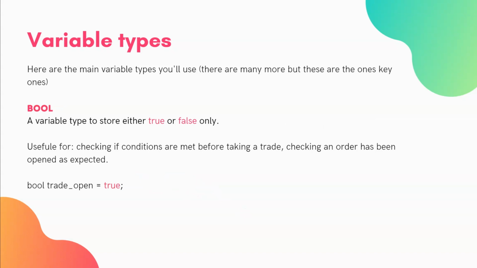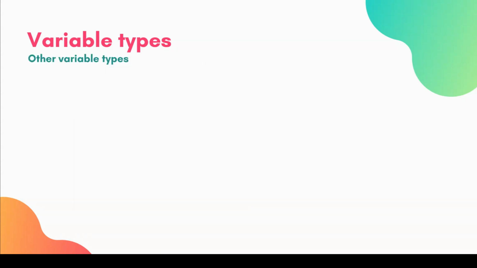With a bool, here we've set up a type bool, we've given it the name trade open, and we've set that to true with a semicolon. You could set that to false, and then you can check that true or false later down the line to see if you've got an open trade.